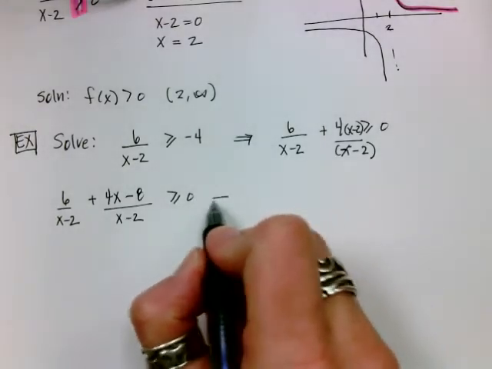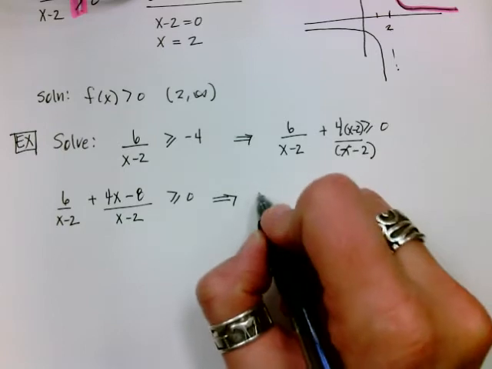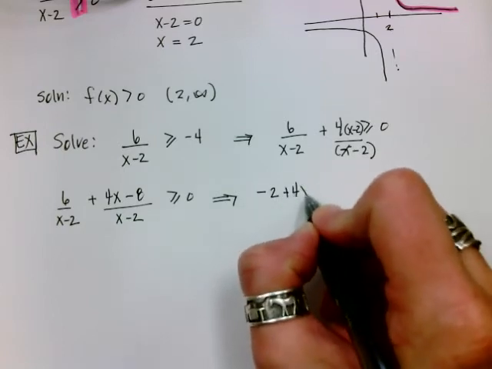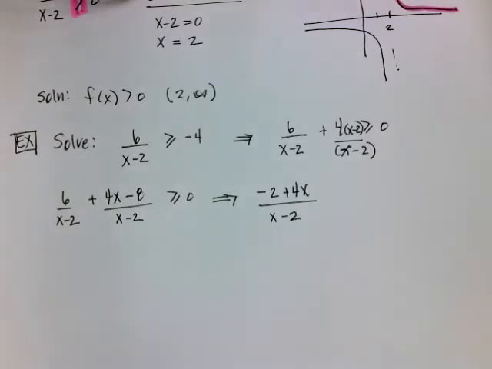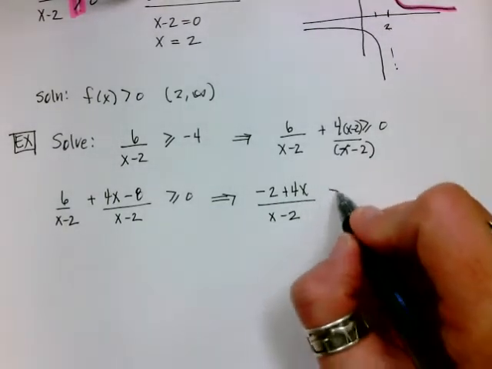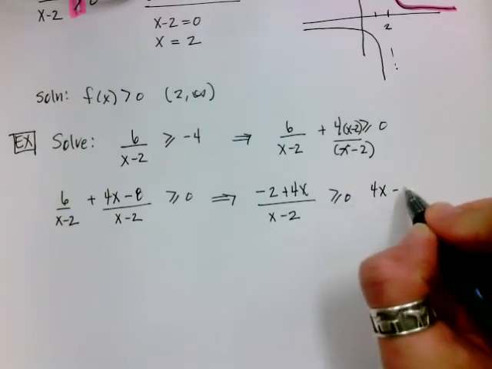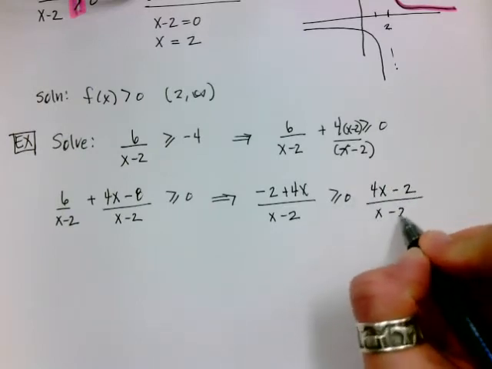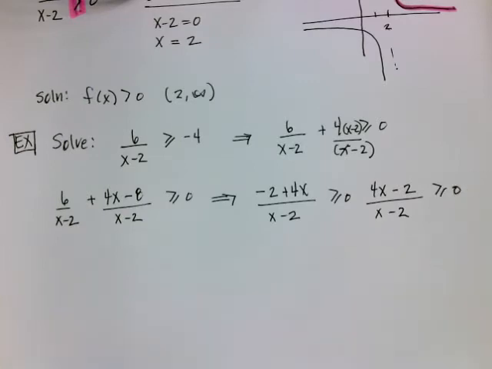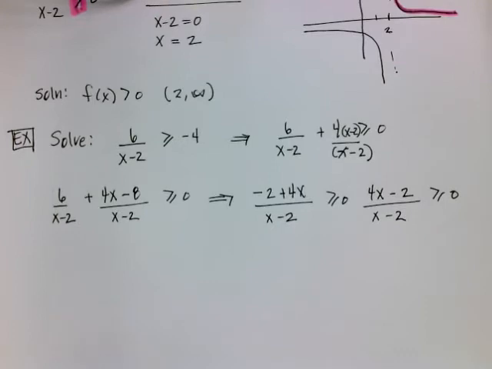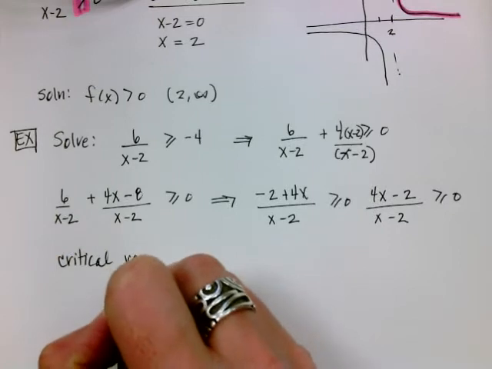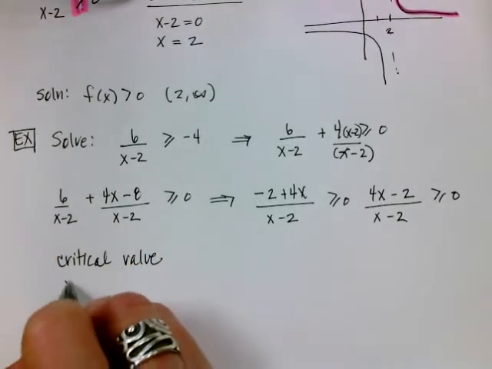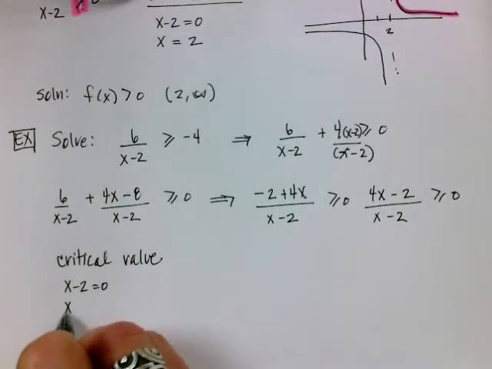I'm going to combine like terms, so 6 minus 8 is a negative 2 plus 4x over x minus 2, okay? All right, and I'm going to rearrange this a little bit because it'll look better. So I'm going to write 4x minus 2 over x minus 2 greater than or equal to 0, okay? All right, I'm not going to factor the top because it's not going to reduce my fraction any at all. My critical value then is going to be x minus 2 equals 0, x is equal to 2.